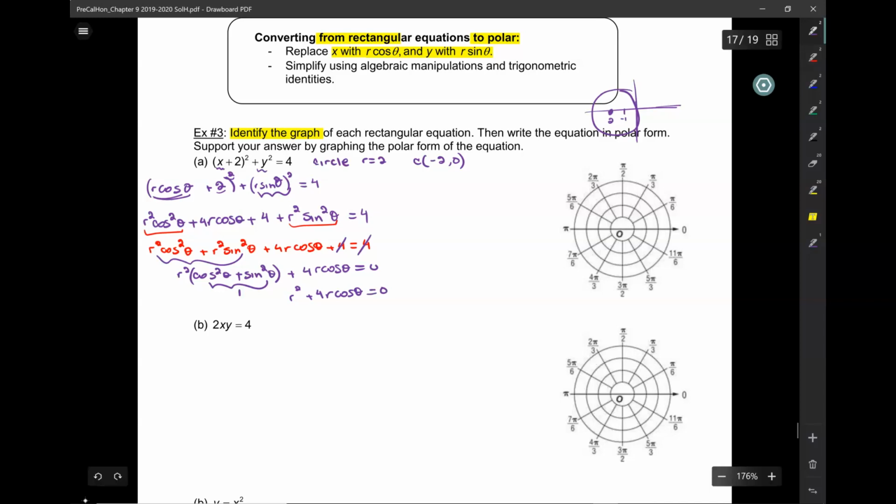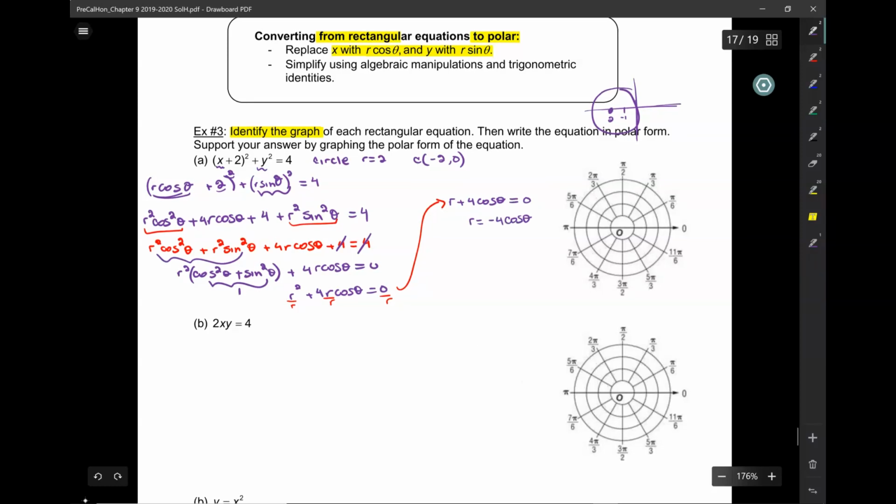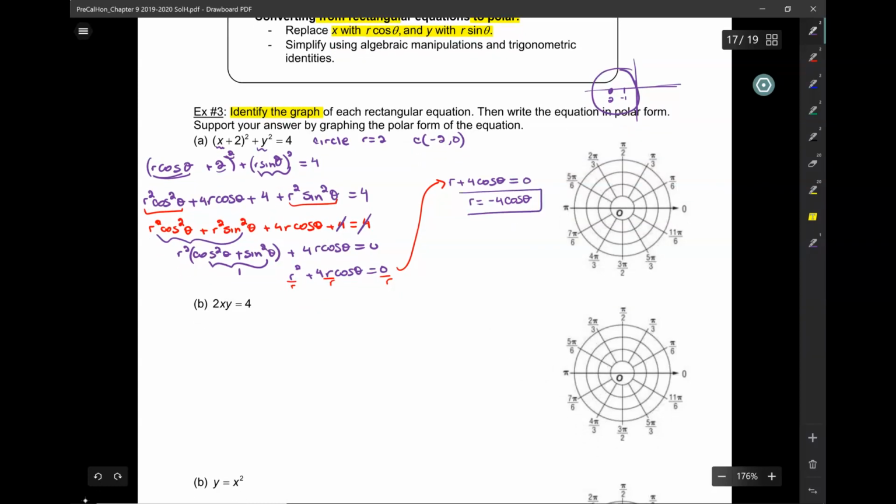Now, let's divide everything by r. Why? Because we can. So now what I have is r plus 4 cosine theta is equal to 0. So r is equal to negative 4 cosine theta, and that is my equation. That's it. That's my equation.